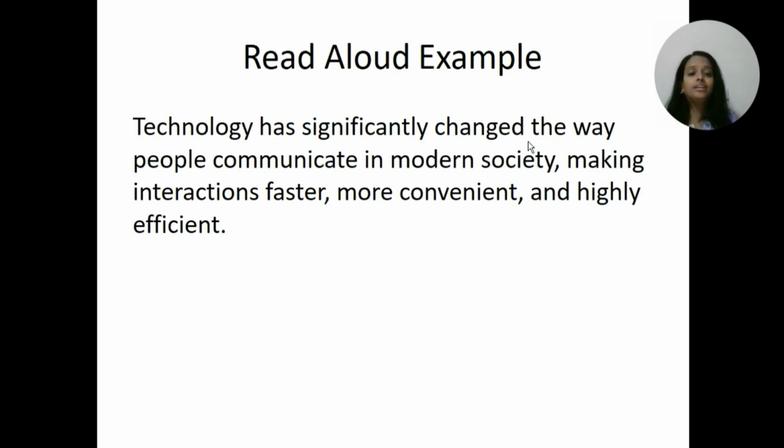Technology has significantly changed the way people communicate in modern society, making interaction faster, more convenient, and highly efficient. Did you get it? So there is a natural pause after society, right? Words like significantly, communicate, efficiently, I have pronounced it very clearly, isn't it? So the sentence flows smoothly without stopping.